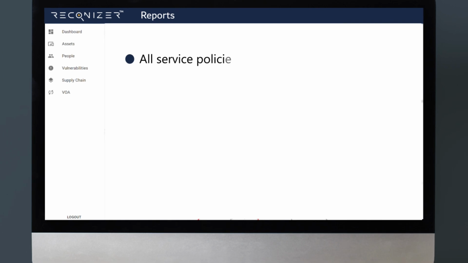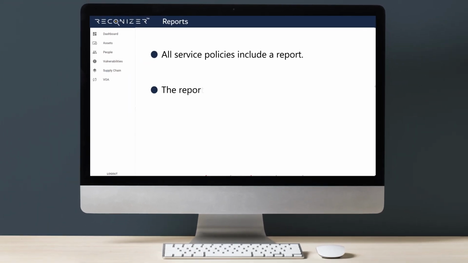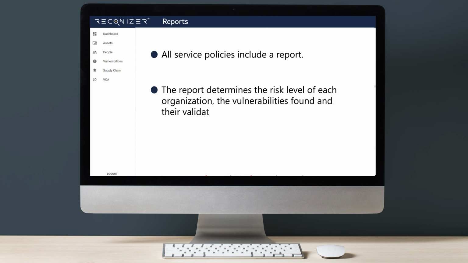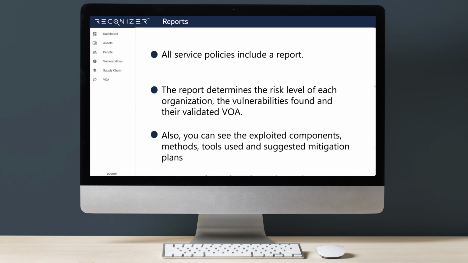Finally, the delivery of the reports is included in the service for each client. The report determines the risk, indicated by a standard traffic light rating, of each of the vulnerabilities found, the validated attack vectors, their possible exploitation, and suggested mitigation steps for each vulnerability.